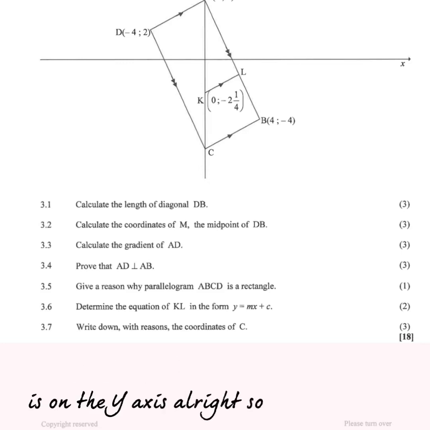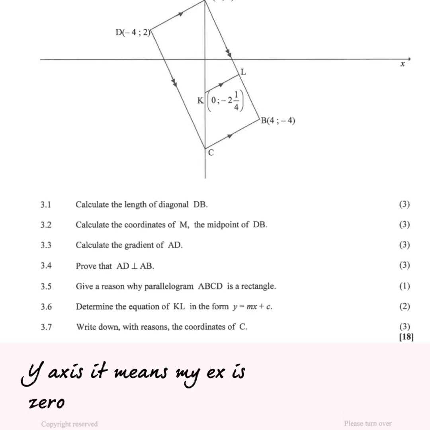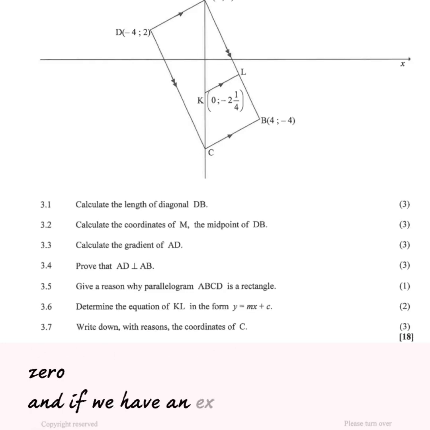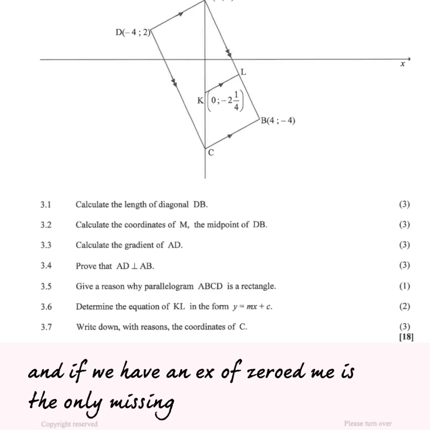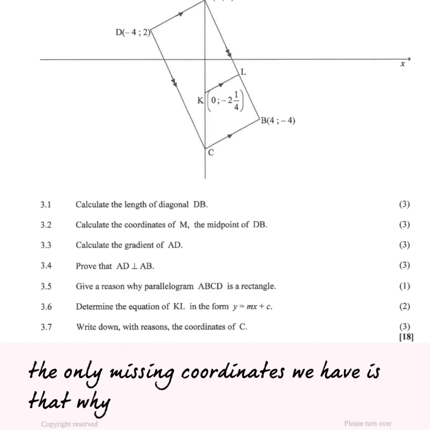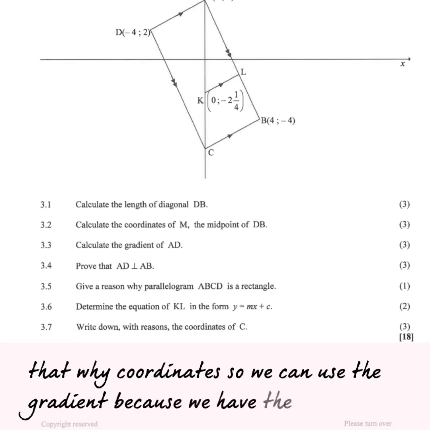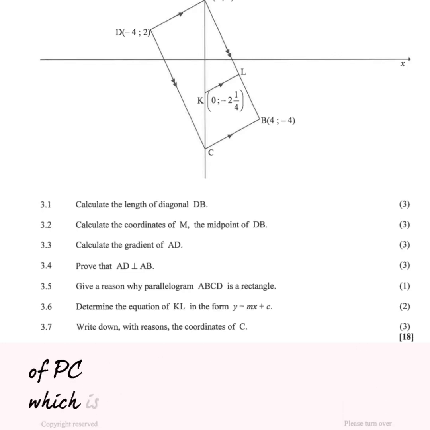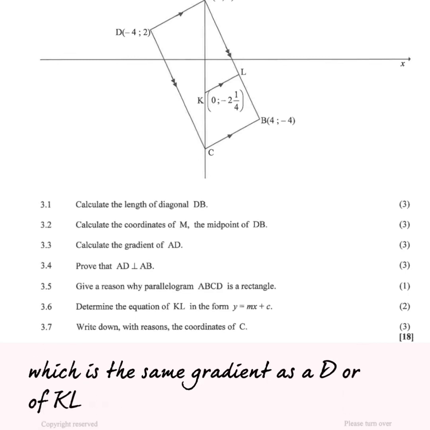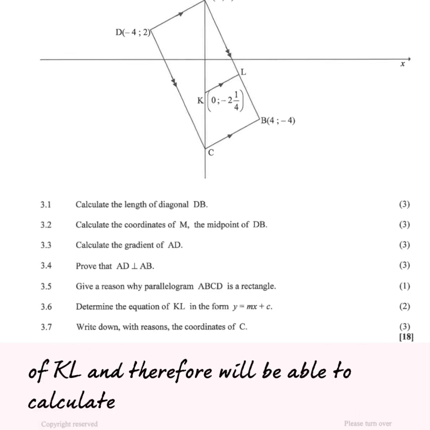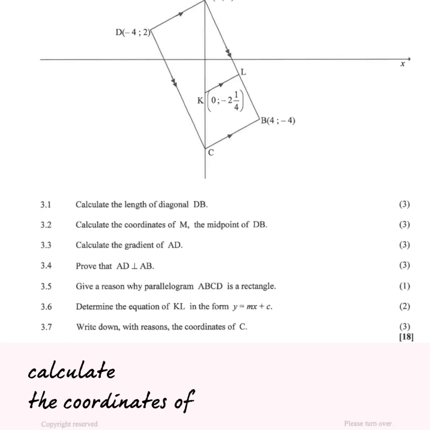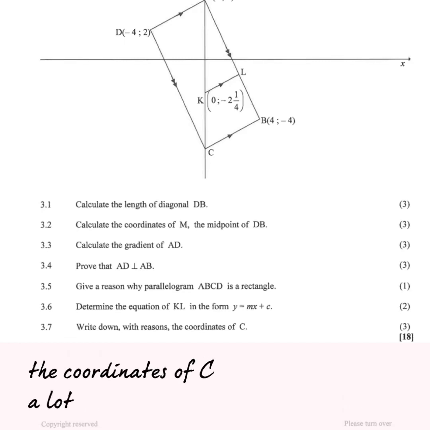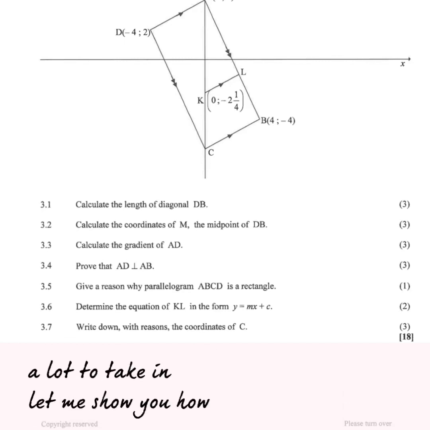Alright, so if it's on the y-axis, it means my x is 0. And if we have an x of 0, it means the only missing coordinate we have is the y coordinate. So we can use the gradient because we have the gradient of BC, which is the same gradient as AD or of KL. And therefore, we will be able to calculate the coordinates of C. A lot to take in. Let me show you how.